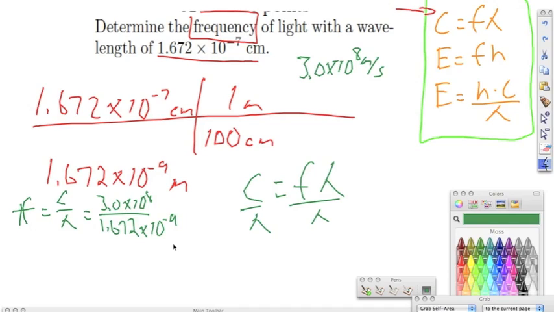When we plug this into our calculators, remember we press 3.0, second comma, 8, divided by 1.672, second comma, negative 9, and we should get an answer right around 1.794 times 10 to the 17th, and frequency is always in hertz.